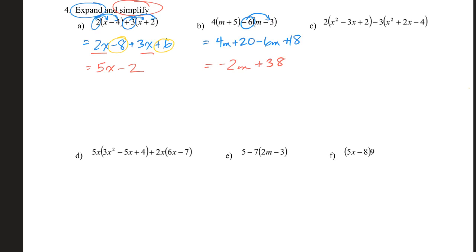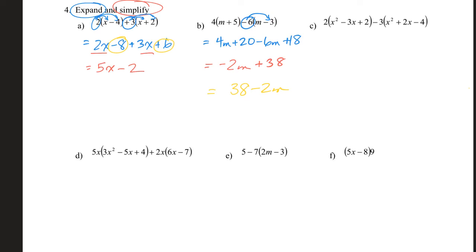However, can you guys maybe see that that's unsimplified? How many signs did I write down in red? Can you see I wrote down 2? If I rearrange that line and I wrote the positive 38 first, do I have to put down the positive? No. But I do need the minus 2m.